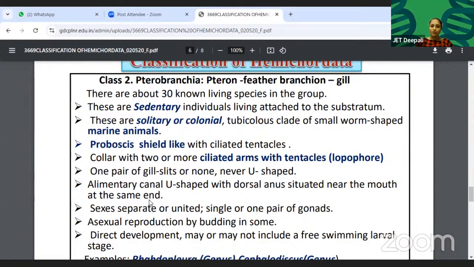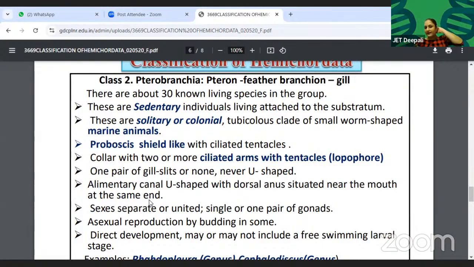Okay, it's called Lophophore. One pair of gill slits or none, never U shape. Okay, this is the difference. They are having only one pair, not so many pairs like Enteropneusta. If present, that is also not U shape. Alimentary canal U shape with dorsal anus situated near the mouth at the same end.